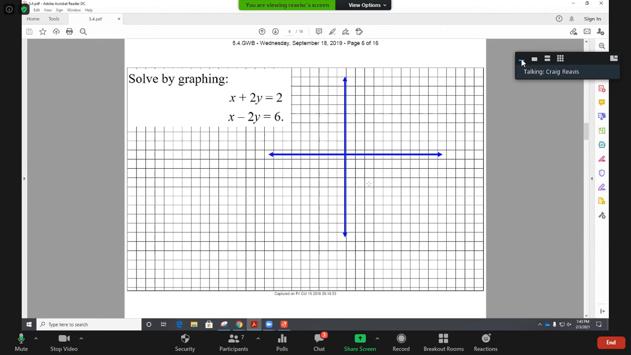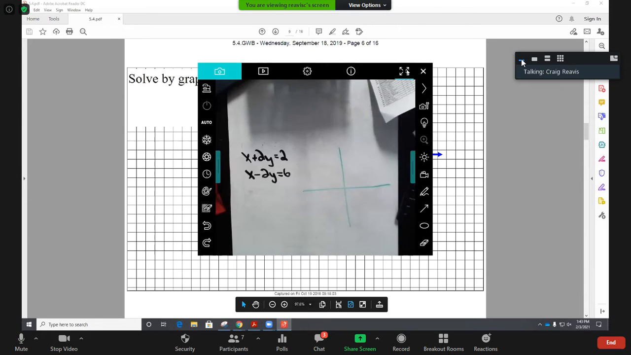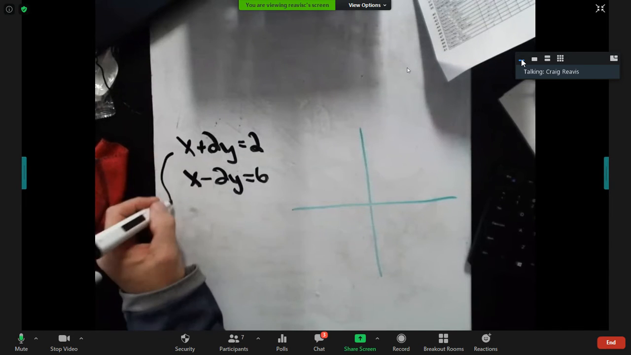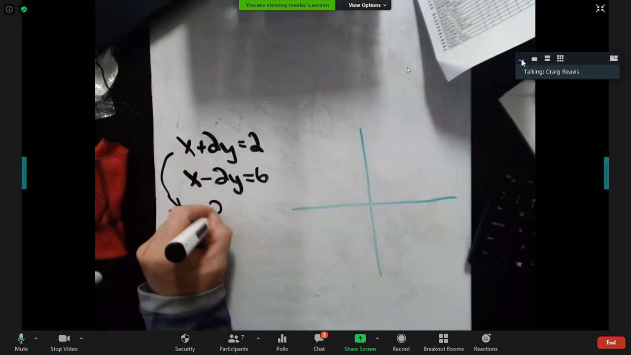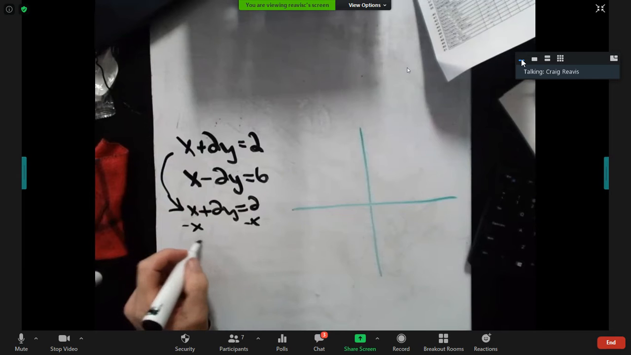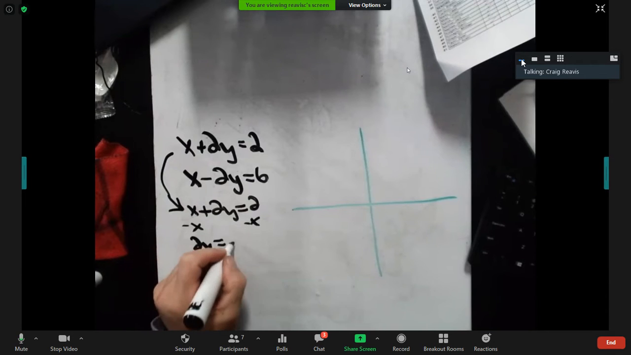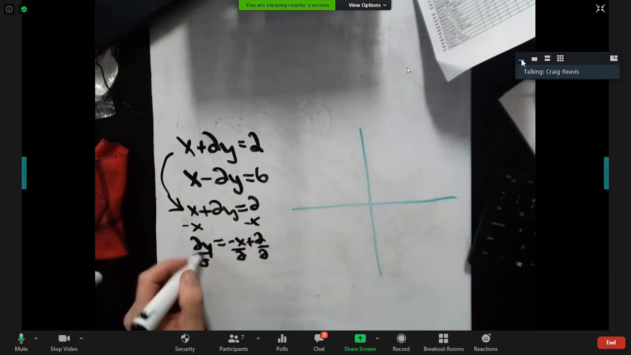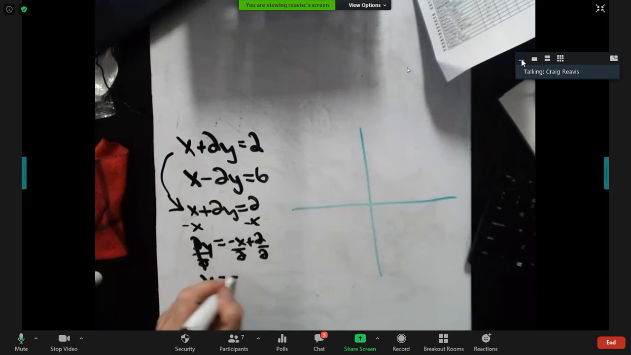So you can graph the 2 lines however you would like. If you want to graph by x and y intercepts, I suggest what I always do is I just put it in slope-intercept form. Because to me, that's the easiest way to graph. So I'm going to start with this one right here. X plus 2y equals 2. To put it in slope-intercept form, I subtract x, and I get 2y equals negative x plus 2, and then I have to divide everything by 2. So this is stuff we've already been doing. So y equals negative 1/2 x plus 1.